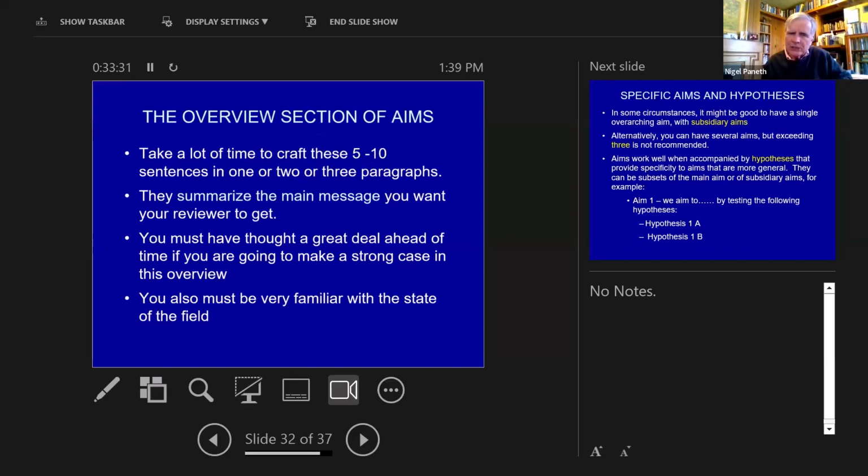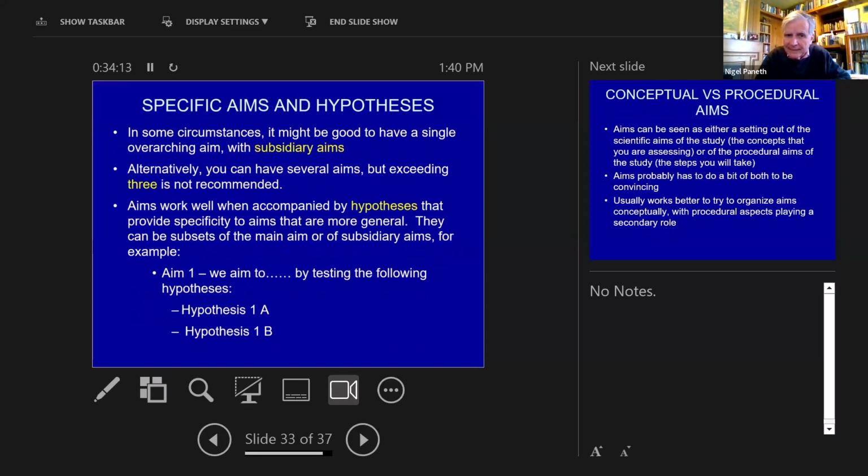I think it's the overview section. There are sometimes three little subsections: the need, the response, and so forth, and the context. It's maybe only 4 to 10 sentences, but those are worth crafting because they convey much of where you're headed. They summarize the main message. So you must have thought a great deal ahead of time for that. You can't do it casually, and you must be familiar with the state of the field. You must know what the next step is. You must know what others have done so that you can come in there and say, aha, but this is different. Sometimes you review things in that part.